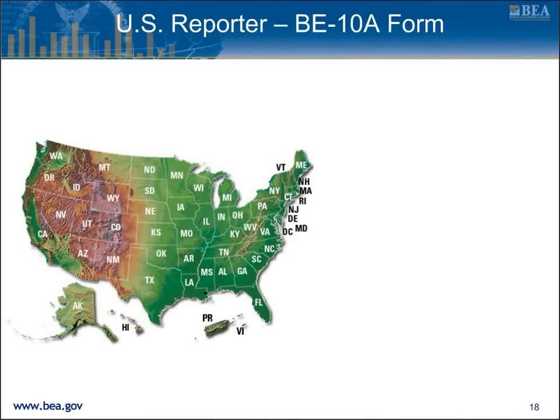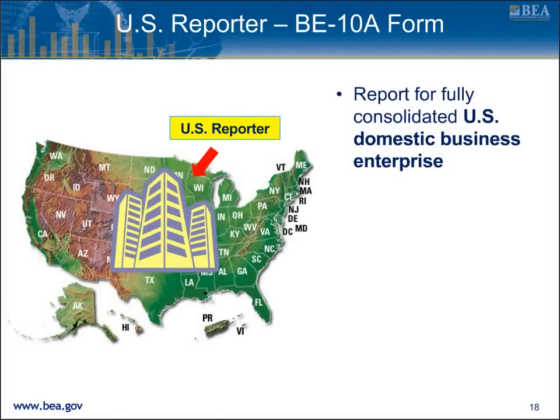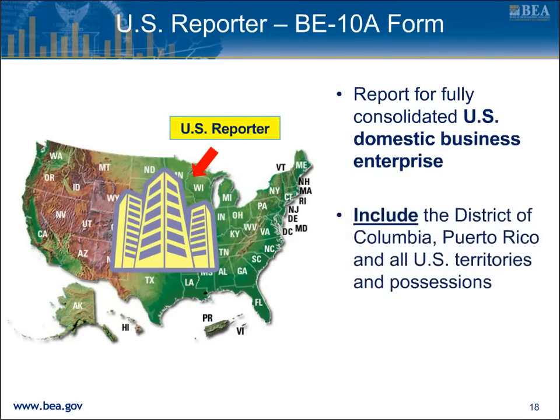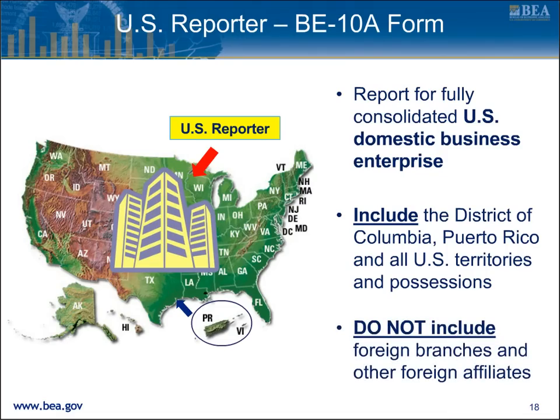The BE-10A form is used to collect survey data from the U.S. reporter. The data pertains to the fully consolidated U.S. domestic business enterprise for the U.S. reporter's 2014 fiscal year. The U.S. domestic business should include all of the U.S. and the District of Columbia, Puerto Rico, and all the territories and possessions of the U.S., while excluding foreign branches and other foreign affiliates.